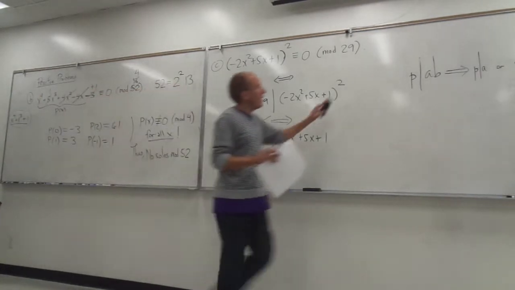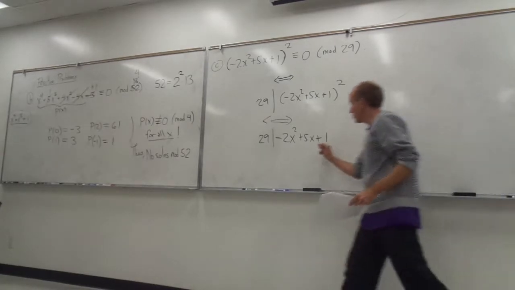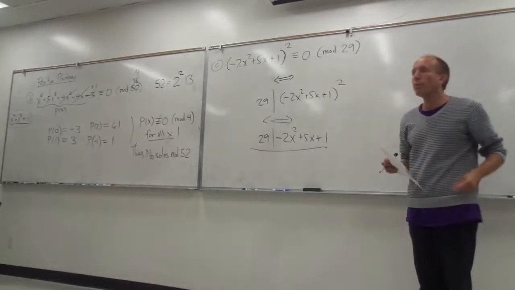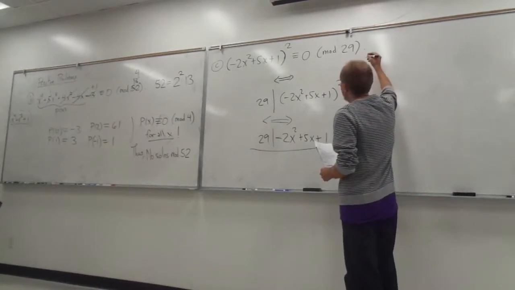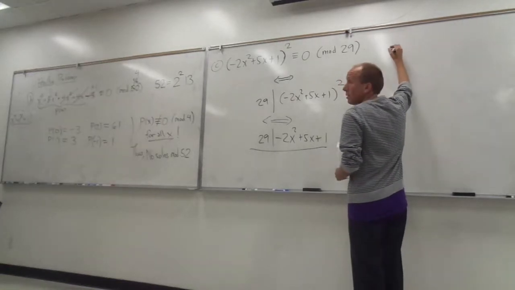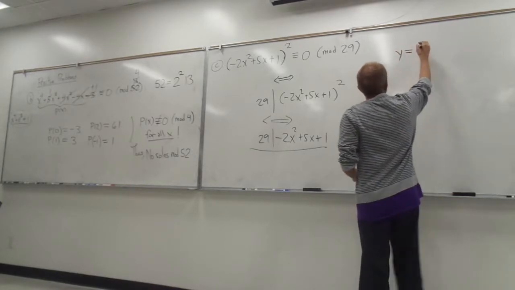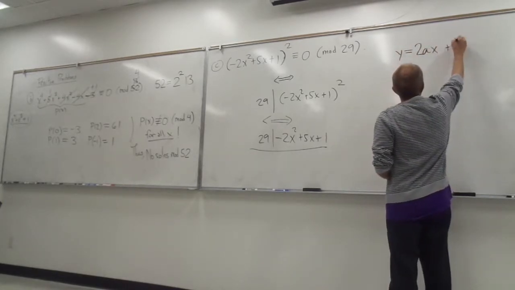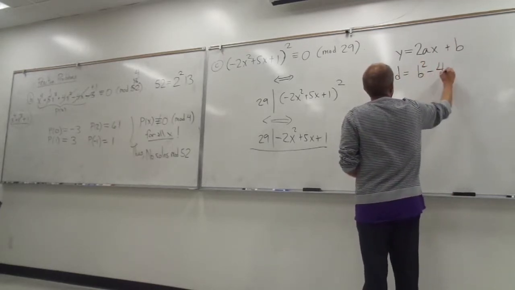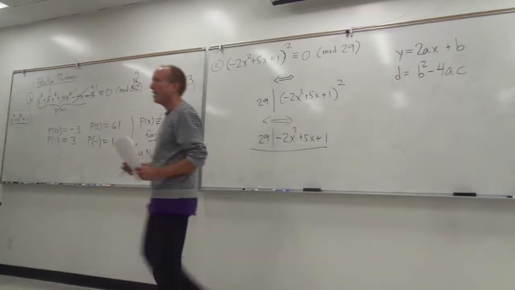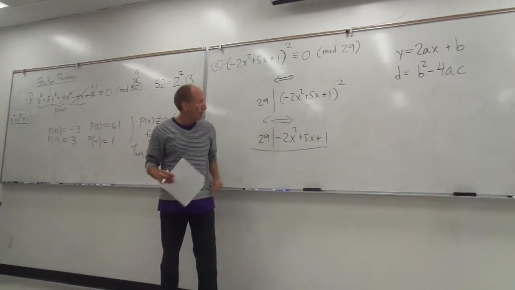All right, so let's go ahead and see if we can just work on this one now. Do you remember the formula for the change of variables? What is it? y equals 2ax plus b, and D equals b squared minus 4ac. That's it. You want to make sure you guys remember that one, right? And the a, b, and c are right here in this expression.